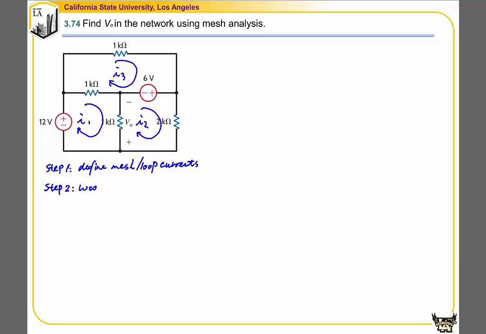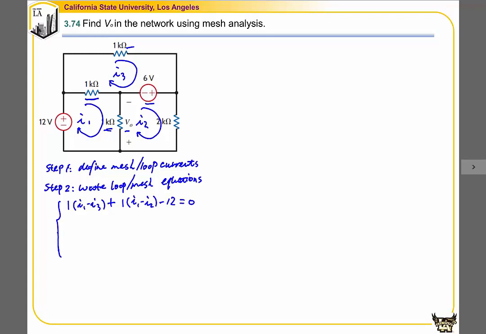Step 2 is to write loop equations. And these loop equations are based on KVL or Kirchhoff's voltage law. In the first mesh, we will follow the clockwise direction to write the equation. So the voltage drop on this 1K resistor is 1K times (I1 minus I3). The voltage drop on this 1K resistor is 1K times (I1 minus I2). Then there will be another voltage increase of 12, so minus 12, equal to 0.